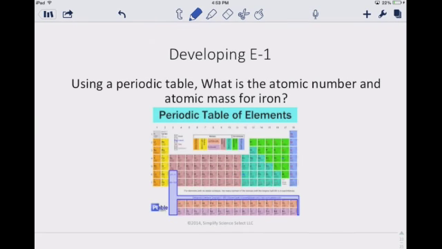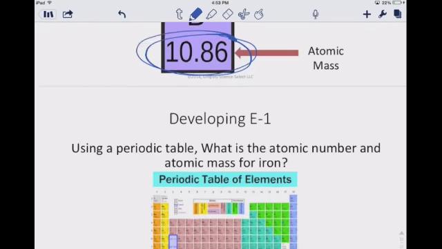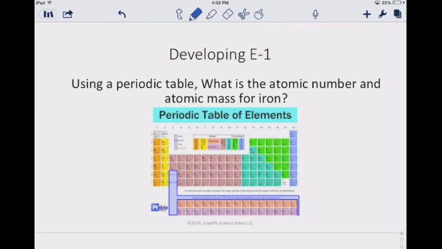So in this question, it says use your periodic table. What is the atomic number and atomic mass for iron? We should probably go back and say atomic number is right there. Atomic mass is right there. So looking at this, it says what is the atomic number and atomic mass for iron. So iron, we would look on there, iron is Fe. So when we're looking at this, that would be iron. Its atomic mass should be right around 55.845, and the atomic number would be 26.